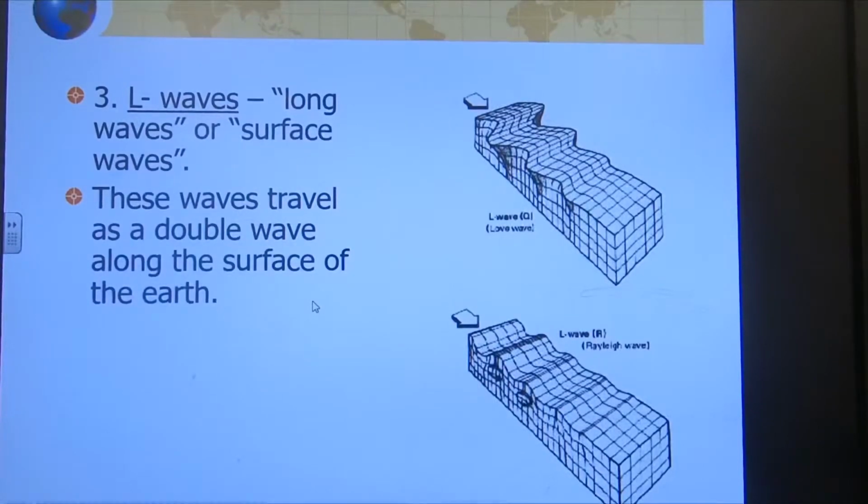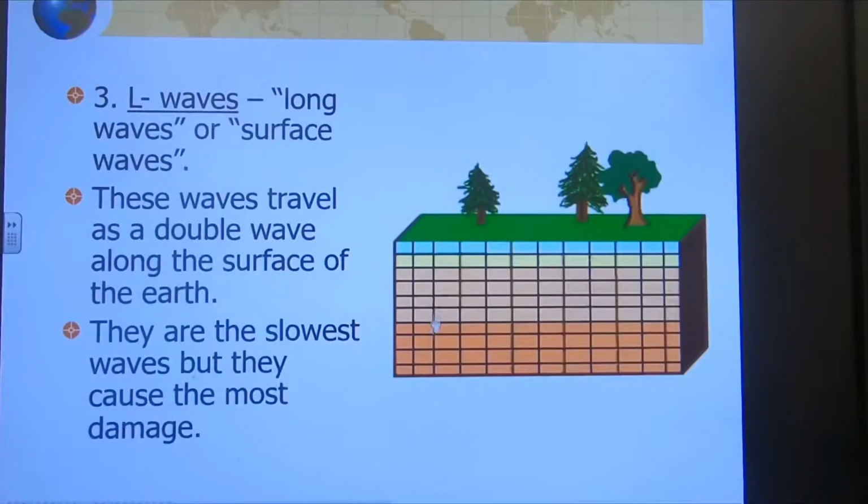These are a double wave. So what that means is while they're traveling underneath the surface, there is another wave that's moving on top. They are the slowest waves, but they cause the most damage.